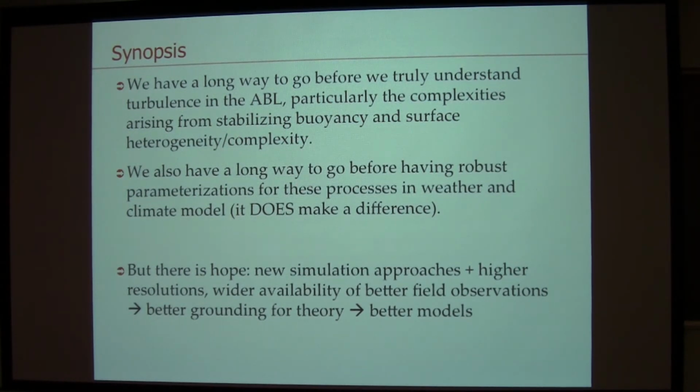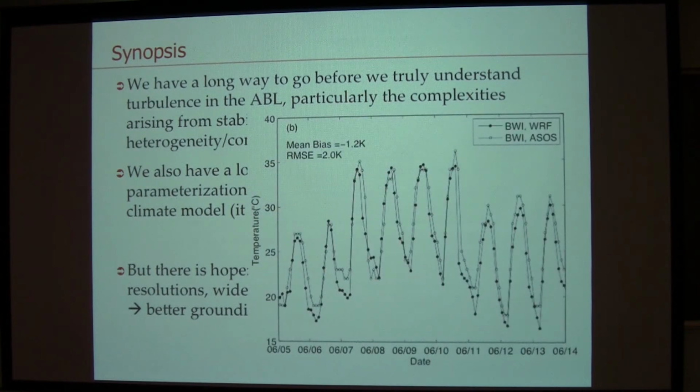We also have a long way to go, even if we understand this, but we don't. Even if we understand it, we then have to parameterize it effectively in weather and climate models. And that does make a difference. Marat was just giving me an example today about how that can basically alter your time of precipitation.